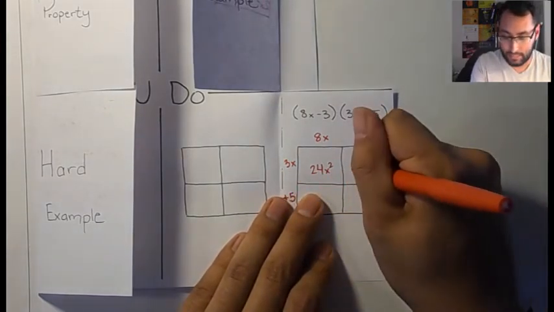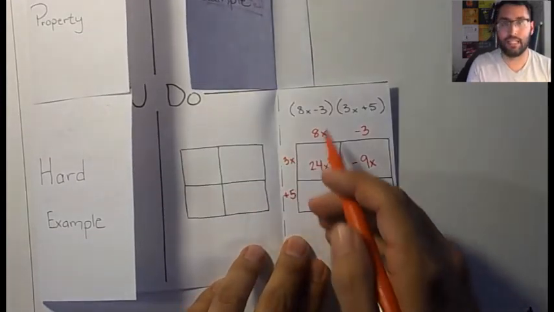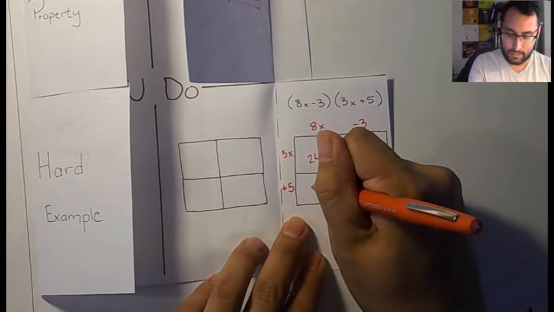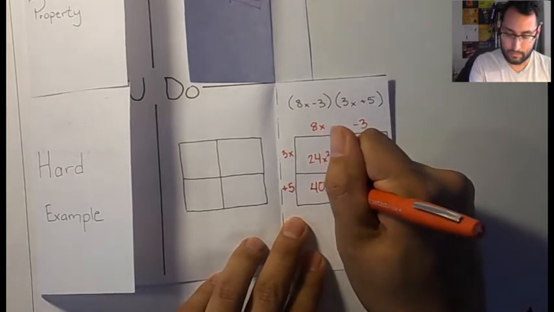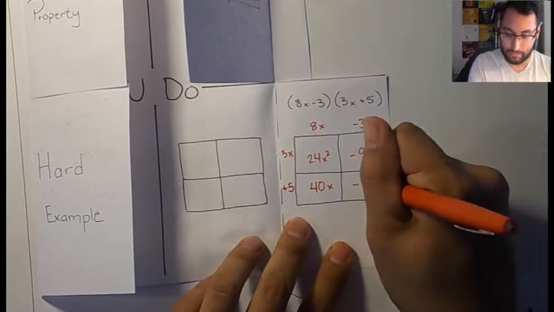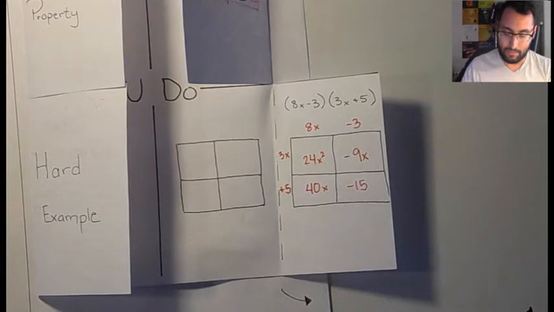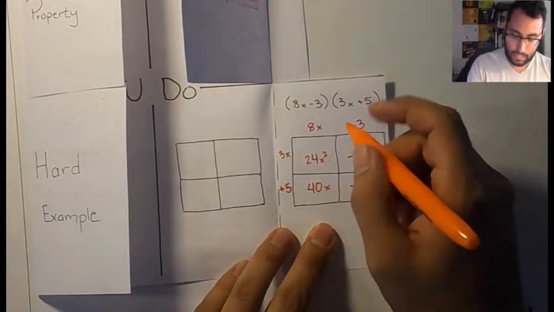For this, we have to multiply 3x and negative 3. Positive times a negative is a negative, and this is negative 9x. Here, 5 times 8x becomes positive 40x. And the last space is 5 times negative 3 is negative 15. So we have 4 things here. You may notice that we have like terms. Those like terms are on the top right and bottom left.